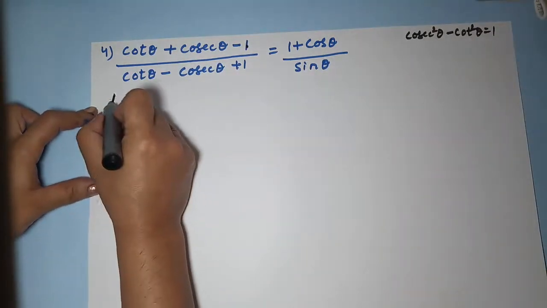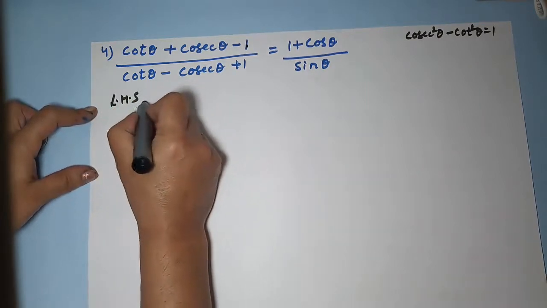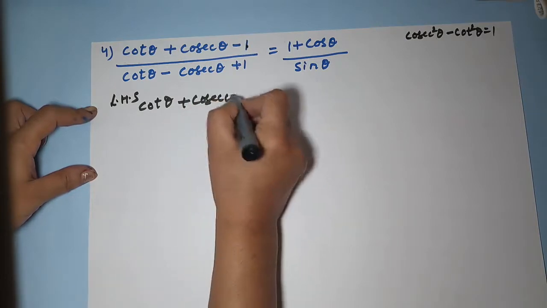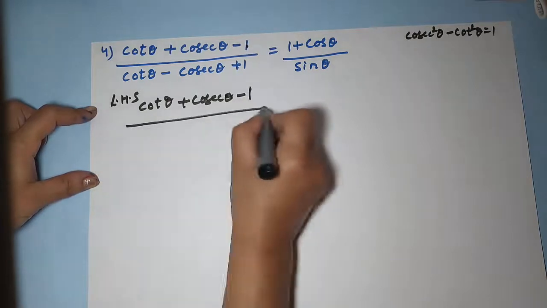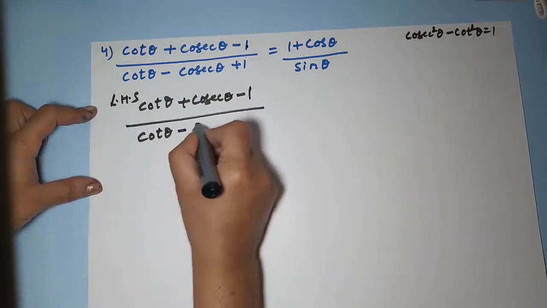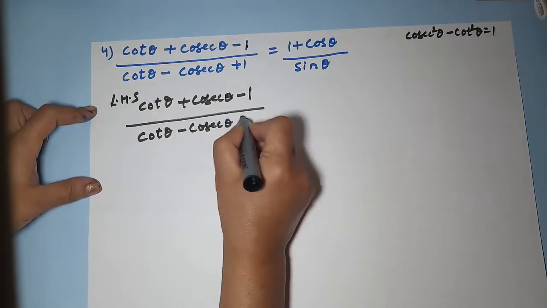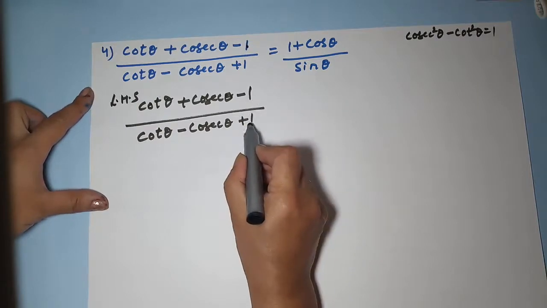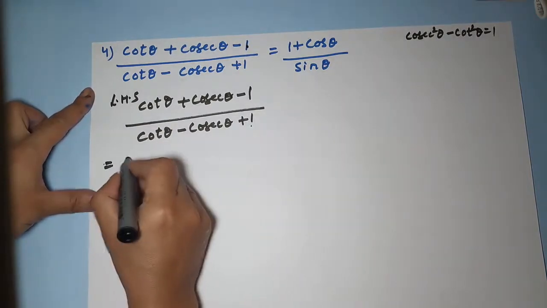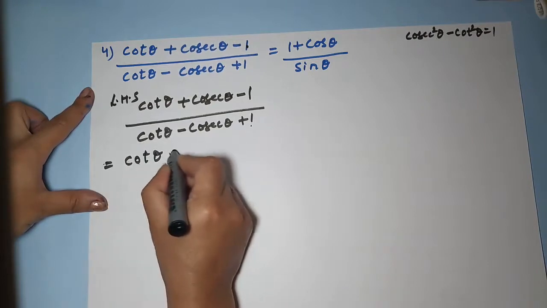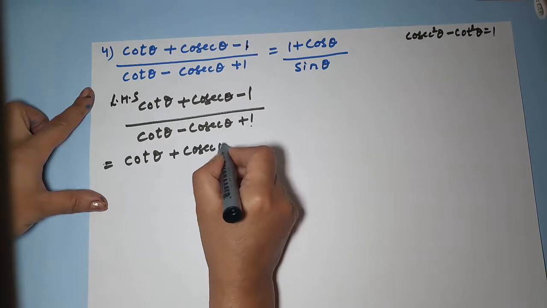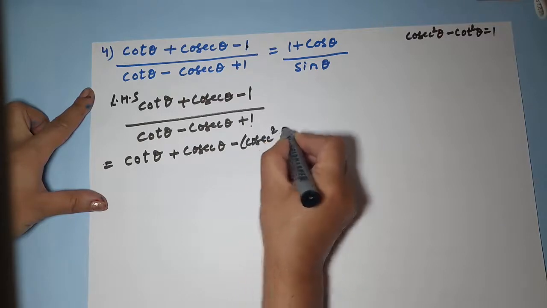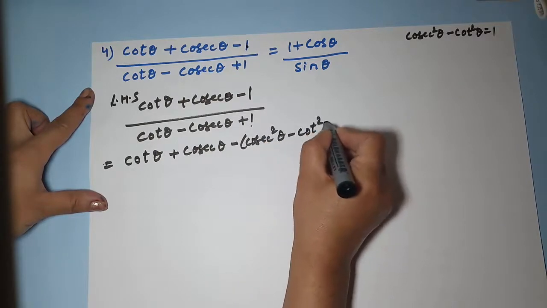So let's try that. We'll take the left hand side. What is my left hand side? Cot theta plus cosec theta minus 1 upon cot theta minus cosec theta plus 1. Remember only the 1 which is in your numerator. You don't have to do anything with the 1 in the denominator. So we will change this 1. We can write in place of this 1 as cosec square theta minus cot square theta, right?